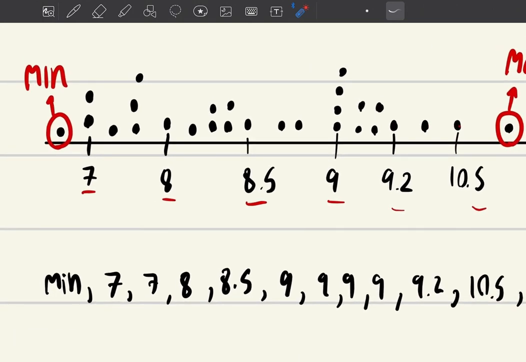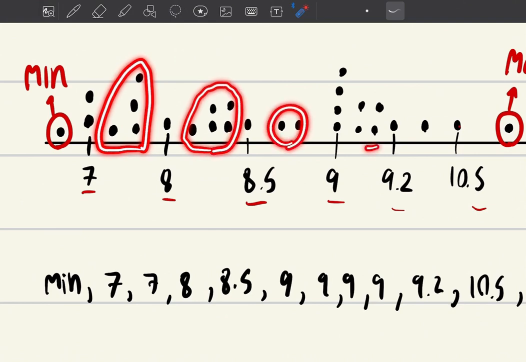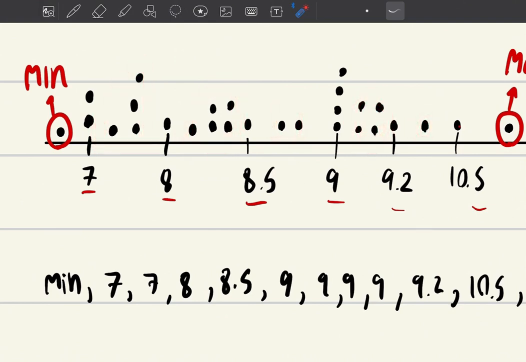The reason that we don't read the dots over here is that we don't know what the exact numbers of those are. This is just the disadvantage of this chart.